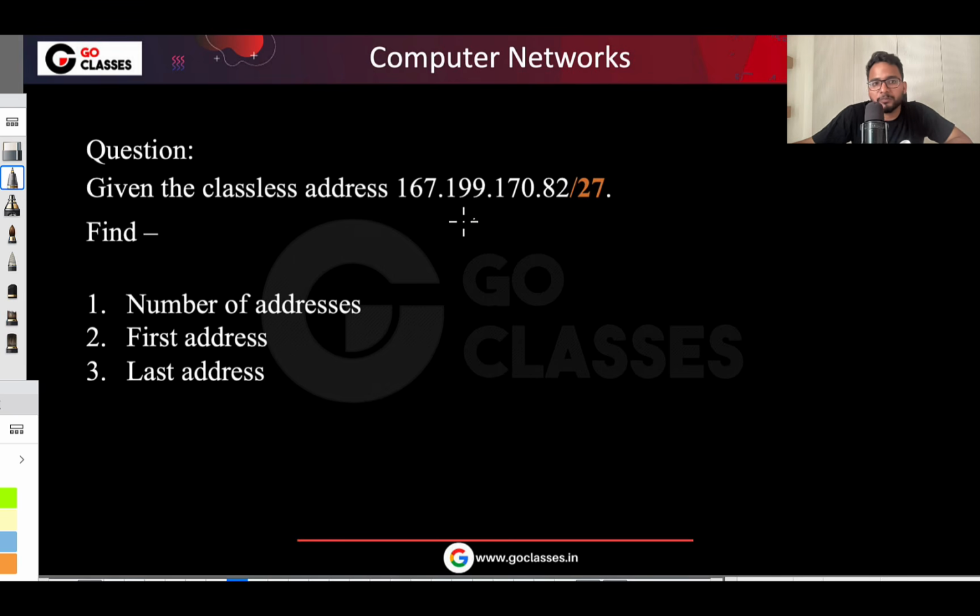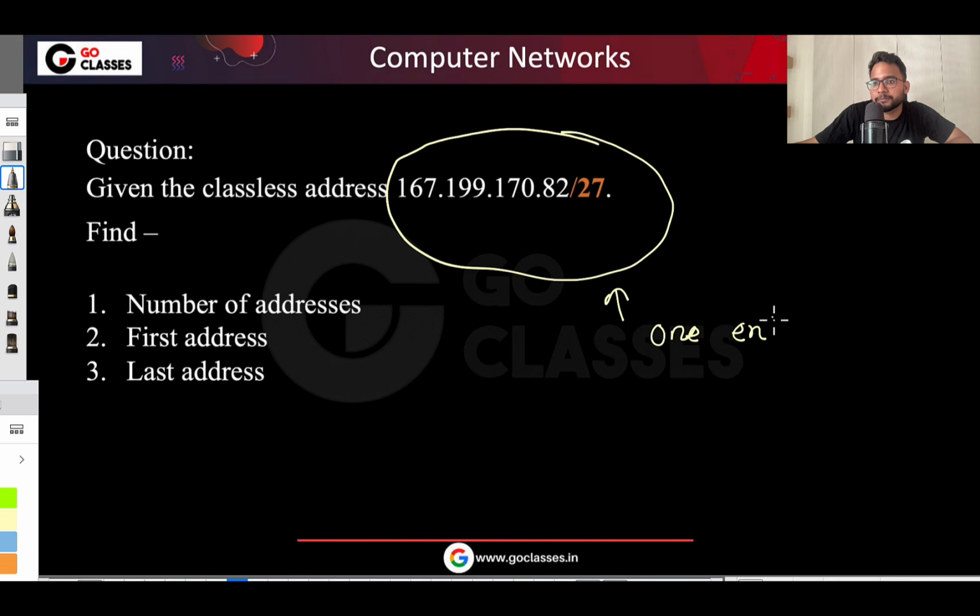For example, this is classless, obviously. If I'm saying slash 27, this is representing one entire network. Now what does this slash 27 mean? I mean, what does this whole IP address or range mean? Since it is an entire network, what is the first address, what is the last address, and how many addresses are there in this network? What does slash 27 mean? It means that the initial 27 bits are fixed. So this is 8 bits, then 16 bits, then 24 bits, and then 3 more bits from 82.